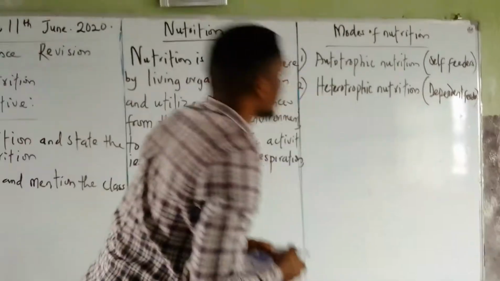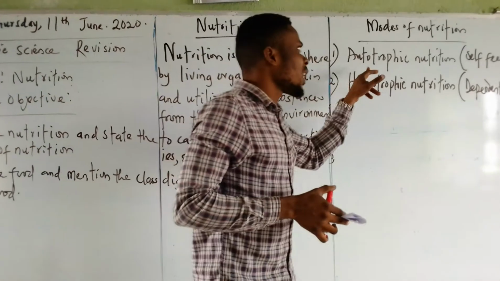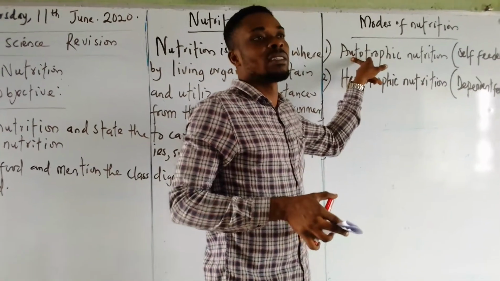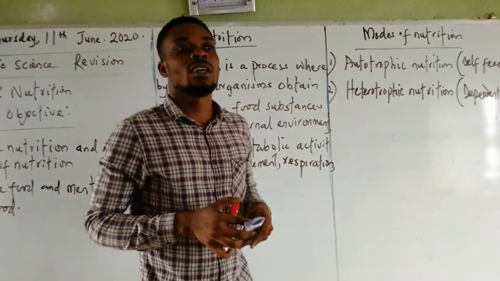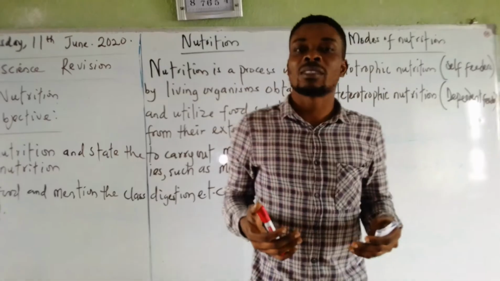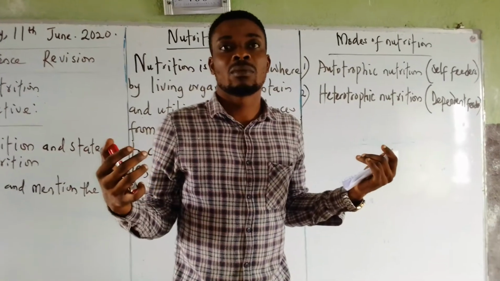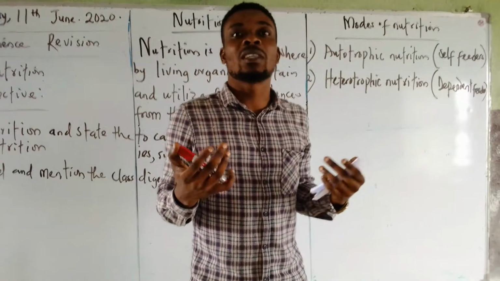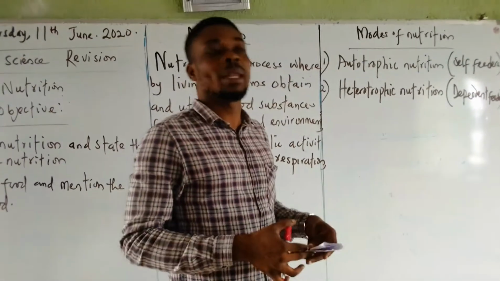Then we have the heterotrophic nutrition. Now let's go back. Autotrophic nutrition could either be photosynthetic or chemosynthetic, but that's not for today's class. The next mode of nutrition is heterotrophic nutrition. Heterotrophs are also called dependent feeders. These are organisms that don't manufacture their food themselves. They depend on other organisms for food. Examples are animals; we humans are heterotrophic feeders, dependent feeders. We don't manufacture our food, we depend on plants for food.